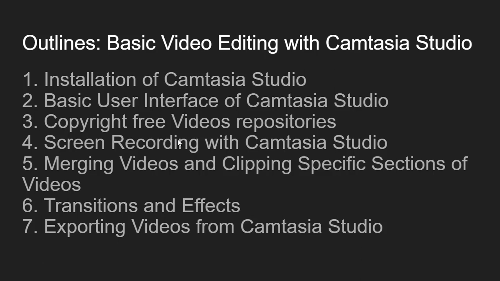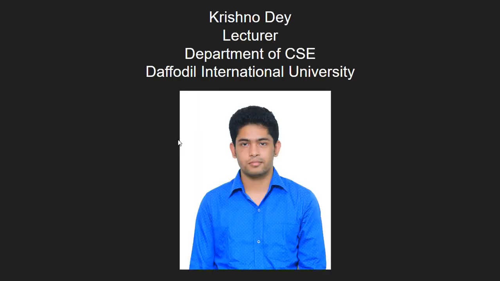And then we're gonna learn about different websites that provide copyright-free videos that we could use in our contents. And then we're going to see how we can record our computer screen with the help of the Camtasia Studio app. And then we're going to see how we can merge multiple videos and clip specific sections of videos and add different kinds of transitions and effects to make our videos look more realistic and appealing to the users. And finally, we're going to learn about how we can export videos from Camtasia Studio.